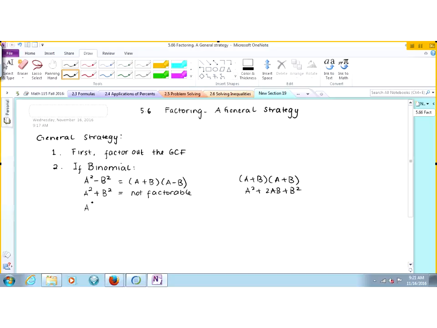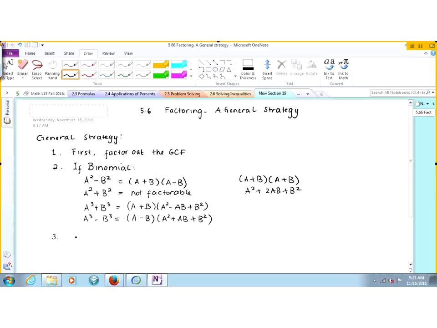And then we also have a cubed plus b cubed. What is a cubed plus b cubed? A plus b times a squared minus ab plus b squared. And we also have a cubed minus b cubed. And you remember the formula, don't you? Yes, it is a minus b times a squared plus ab plus b squared. Good. That is binomial.